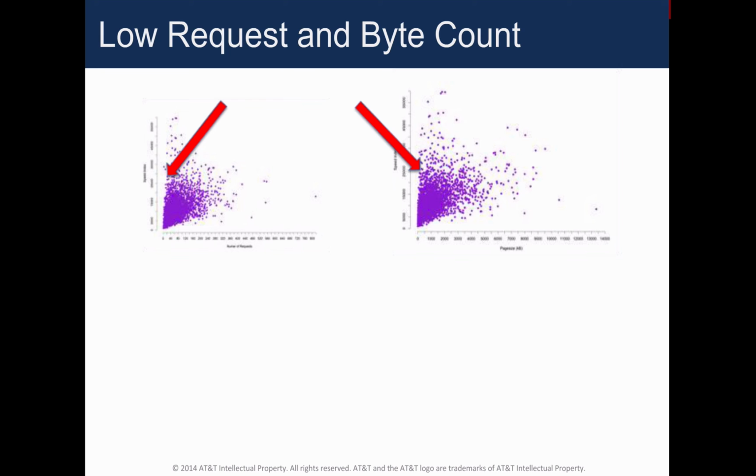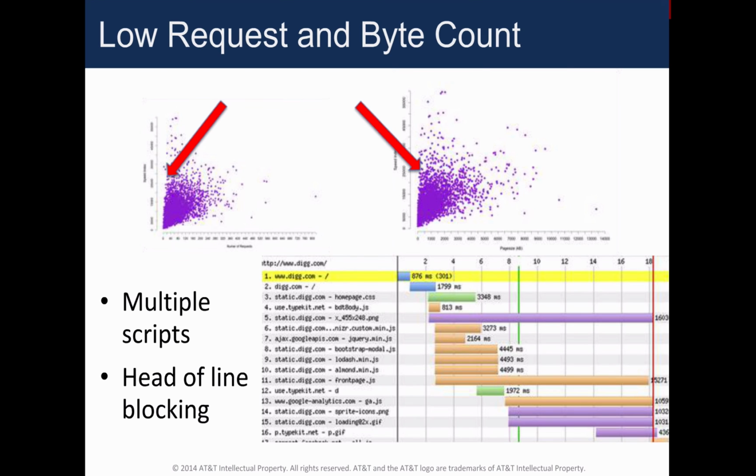And here's a site that actually has both. It has a low request count and a low byte count. But the problem we see here is there's a whole bunch of scripts loading, and they're all shown here in orange. Each one of those scripts has to load completely before rendering can start. So these scripts are blocking the loading of this page. And there might be some head of line blocking as well. There's an image here that's shown in purple. It's request number 5, I believe.